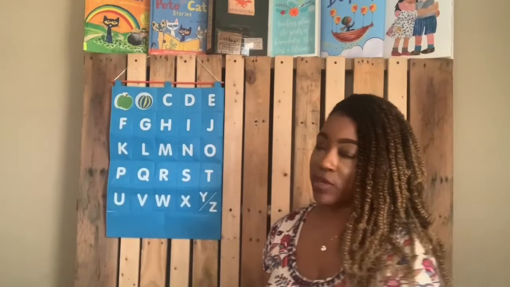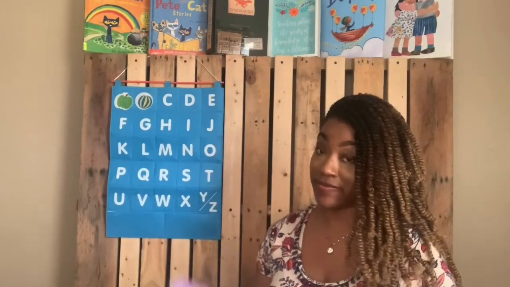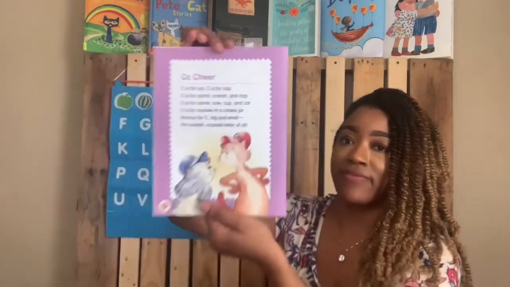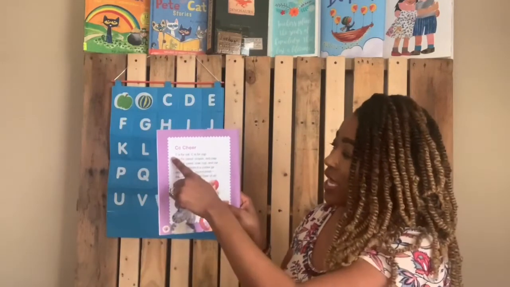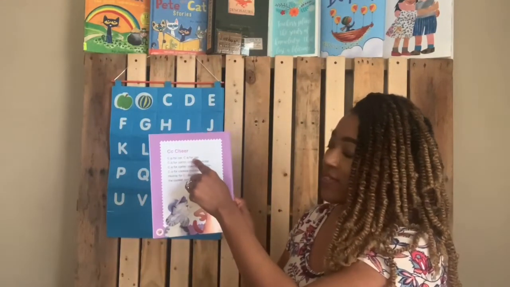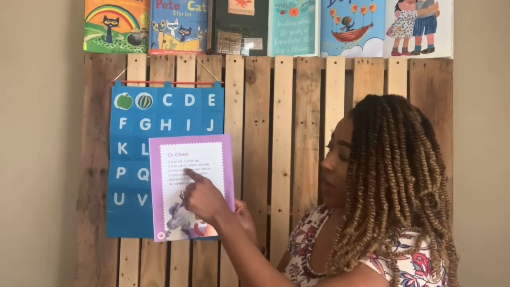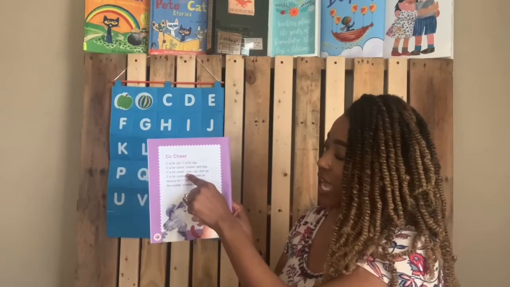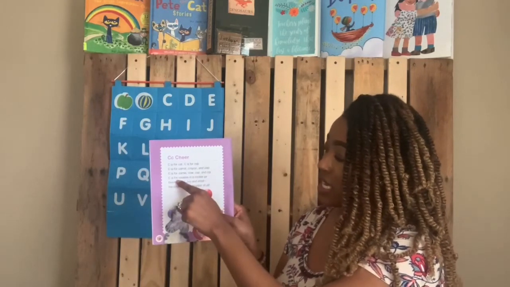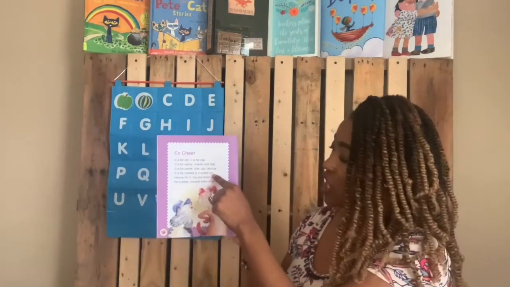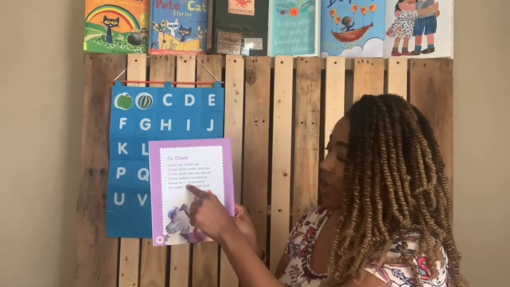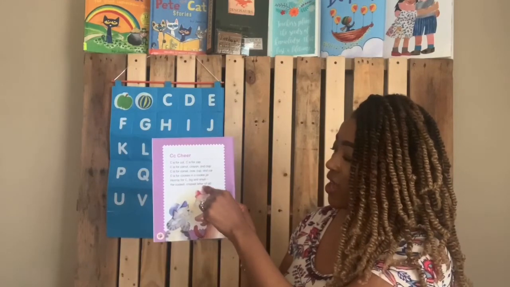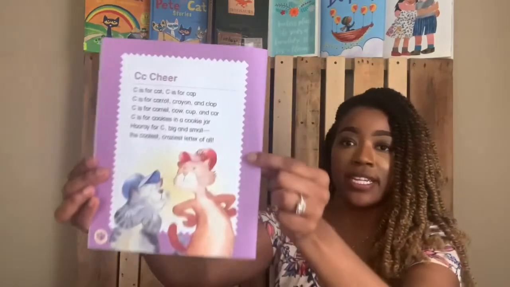And as always, we have to do our letter cheer. Are you ready? Here's the cheer. It says, C is for cat. C is for cap. C is for carrot, crayon, and clap. C is for camel, cow, cup, and car. C is for cookies and a cookie jar. Hooray for C! Big and small, the coolest, craziest letter of all. There's the C cheer.